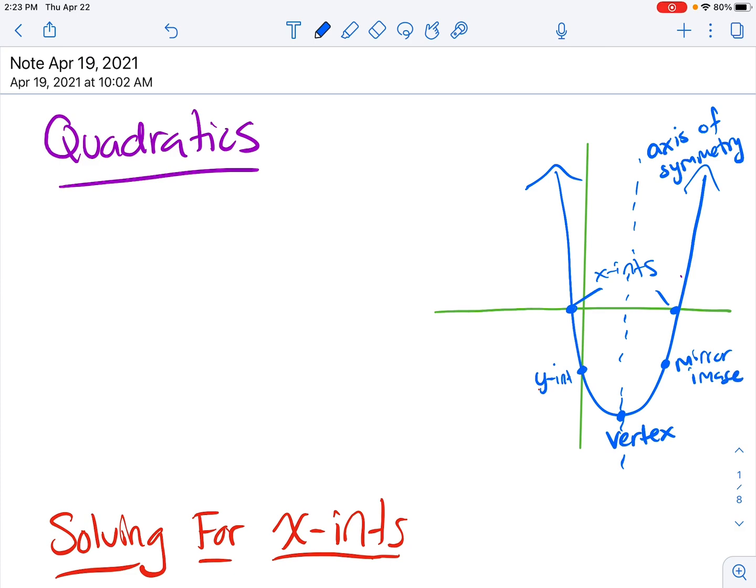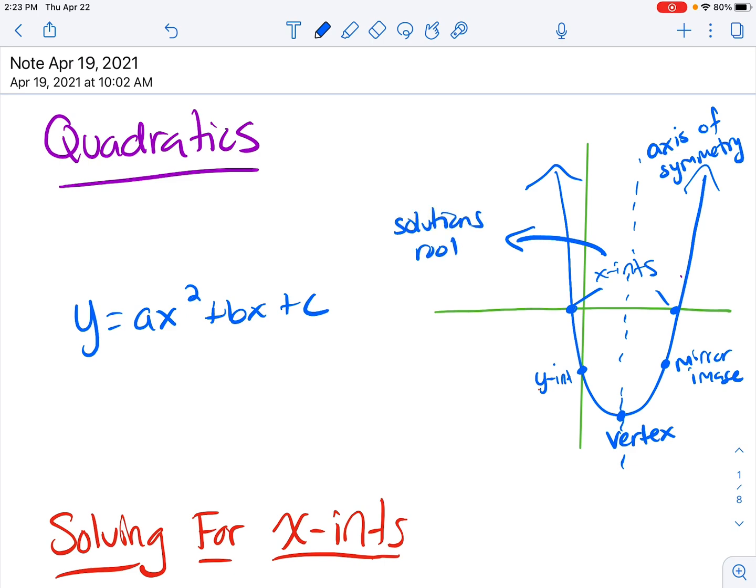Remember, a standard form of the quadratic is y equals ax squared plus bx plus c. So when we solve for our x-intercepts, which are also called our solutions, our roots, I can't remember the fourth one, it'll come to me. Okay, so when we're solving for those, what's the y value if we graph those points? The y value is 0 because we don't go up or down at all.